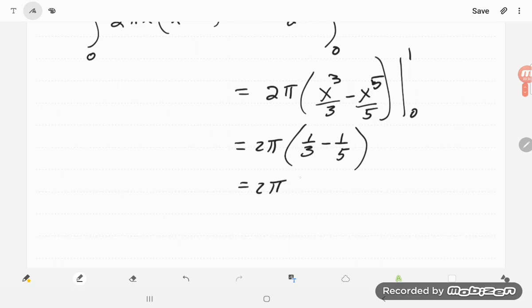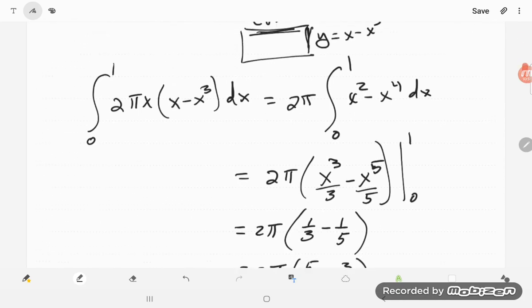So that's 2 pi times 5/15 minus 3/15. So that leaves 2/15. So I get 4 pi over 15 for that example.